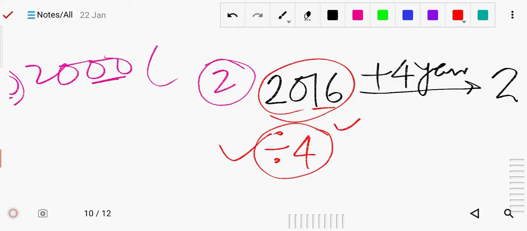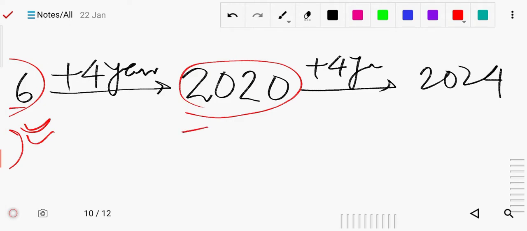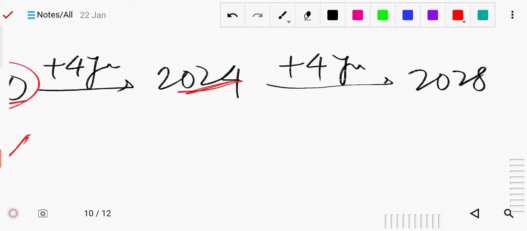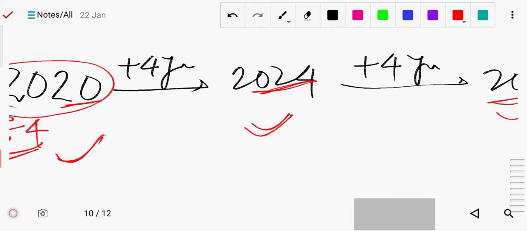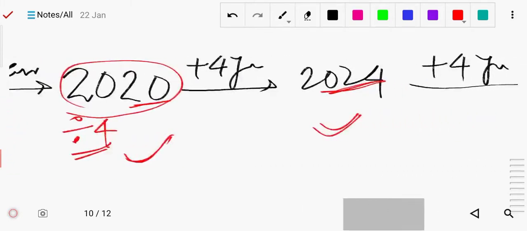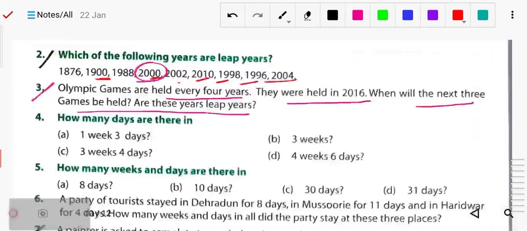So it is a leap year, you will check that it will be exactly divided. Now again you have to divide by 4. Because the 20 is there, so now you will see that this is again divided by 4, so this is a leap year. Again 24 you can divide, so again this is a leap year and this is also a leap year. So you can say all the years are leap years. In this way you have to check whether these years are leap years or not. Got it?